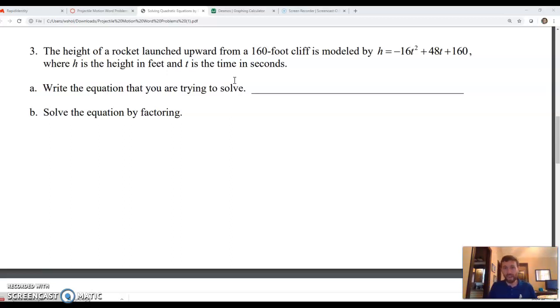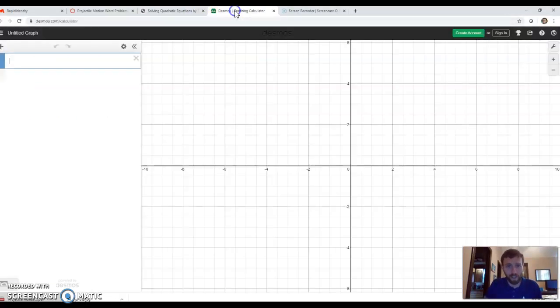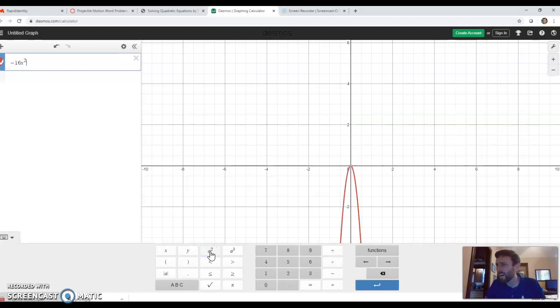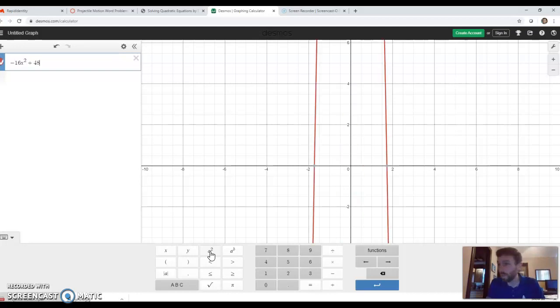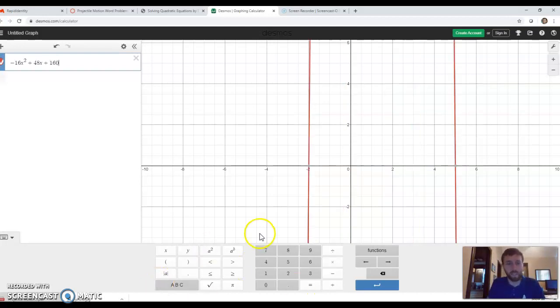Now, we know the only way to find the zeros or to solve these equations is to factor them or to graph them. So we're going to start by looking at the graph. I'm going to switch over to Desmos and graph the function real quick. So I have negative 16x squared, and plus, not equals, plus 48x plus 160. Okay, and so we have the function here.